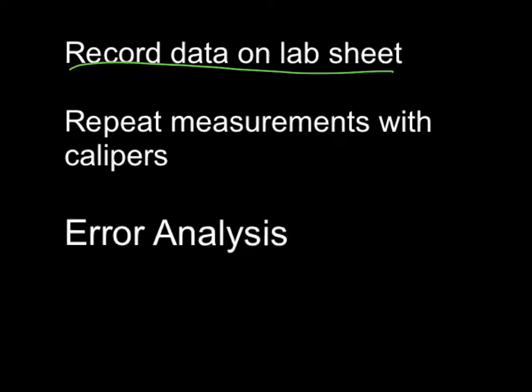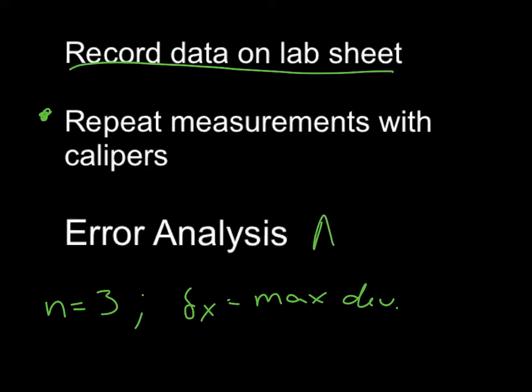You will repeat your measurements with the calipers, again 3 measurements on each side, and then we're going to talk about the error analysis. Since you have 3 measurements, your uncertainty is going to be the max deviation from the average. Now remember that you will always report your answers as some average plus or minus some uncertainty.